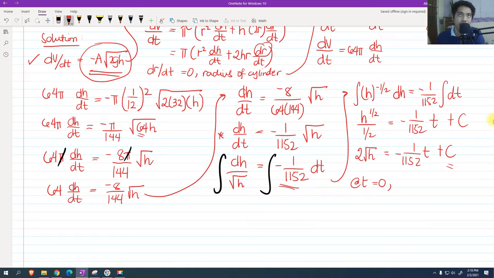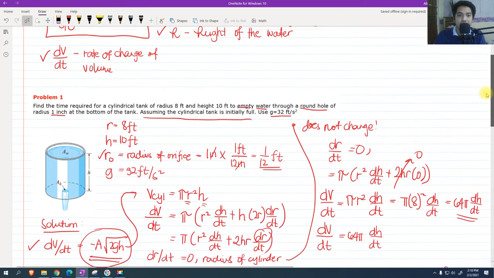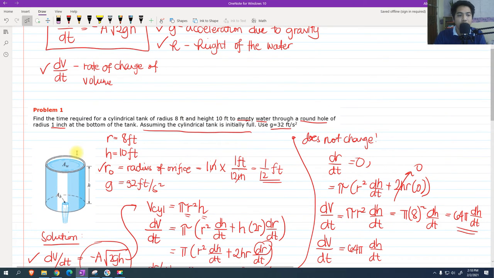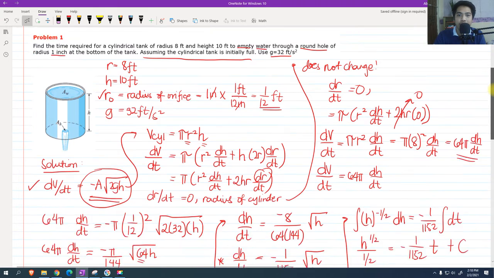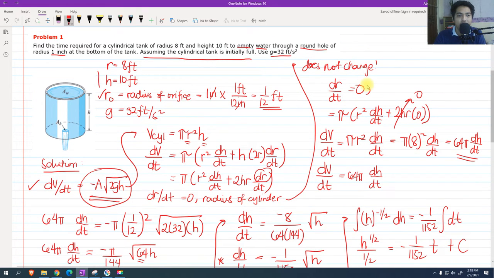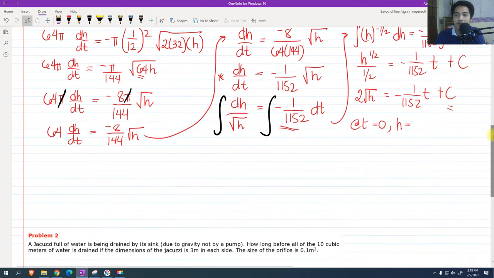Of course, at time equals 0 the tank is full, because the time has not yet started for the orifice to drain the water. So we have the height. What is the height of the cylinder? The problem says that it is full, so we assume that the height of the water at time equals 0 is also the height of the cylinder, which is 10 feet. So we need to substitute the values. The height is 10 feet.